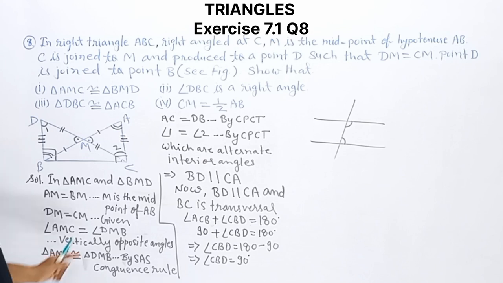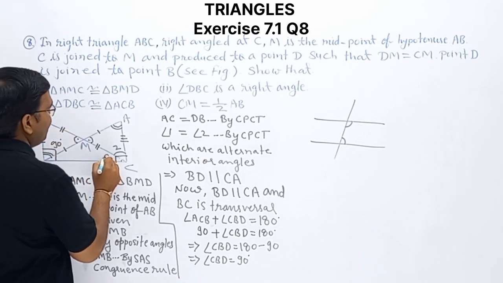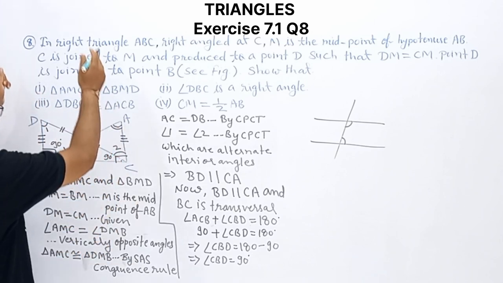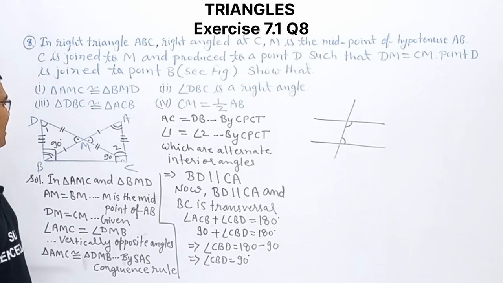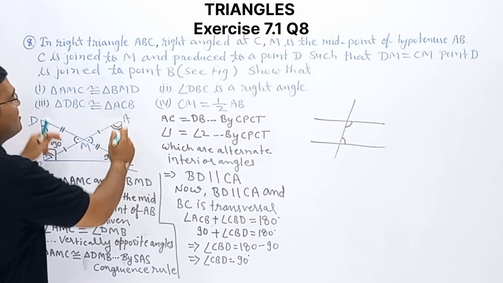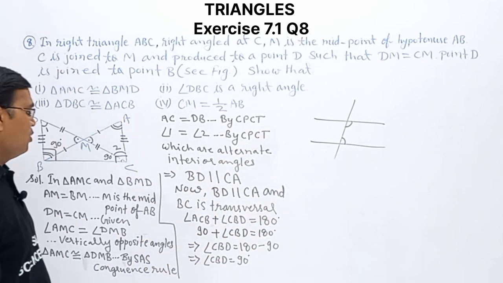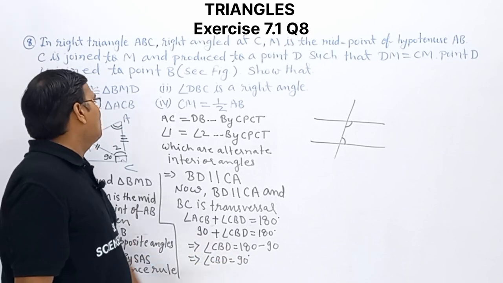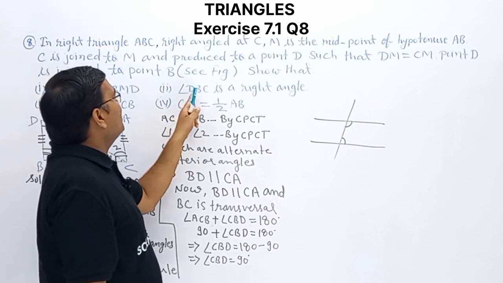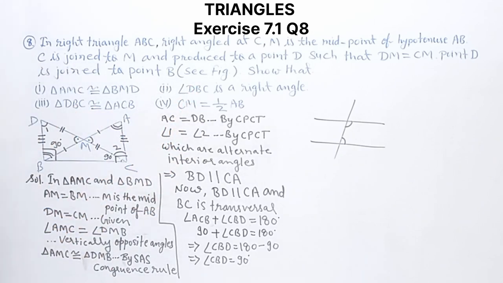Angle CBD will be 90 degrees, and this is already given as 90 degrees, and the sum of both angles will be 180. Why? Because we proved these two are parallel lines, and this one is a transversal, then the interior angles on the same side of a transversal sum to 180 degrees. So we obtain angle CBD is 90 degrees, and the second question is saying angle DBC is a right angle.